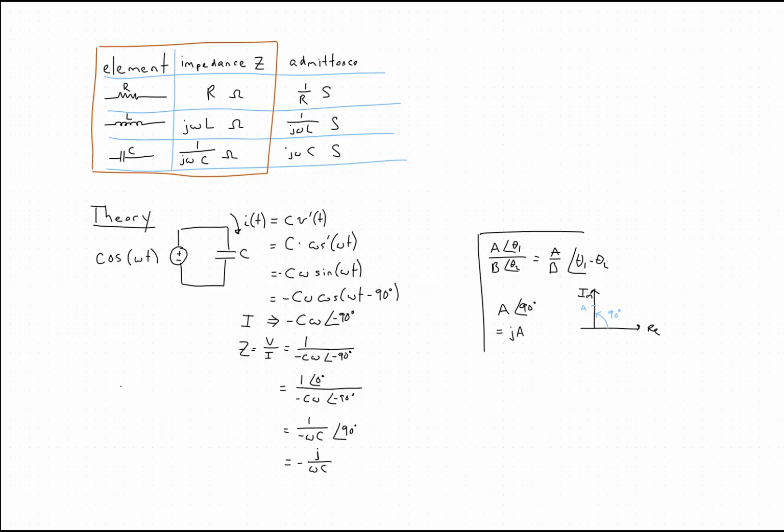The last part of our proof is to say what is 1 over J. And you can simplify that by multiplying it by J over J. J over J is always going to be 1. But that gives us J in the numerator over J squared in the denominator. And you know J squared is just negative 1. So therefore 1 over J is equal to negative J. And now we can write this entire expression as 1 over J omega C. And that is where we get our 1 over J omega C for a capacitor.